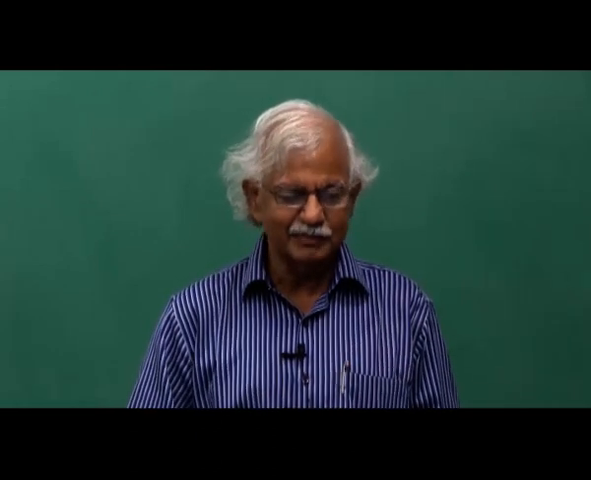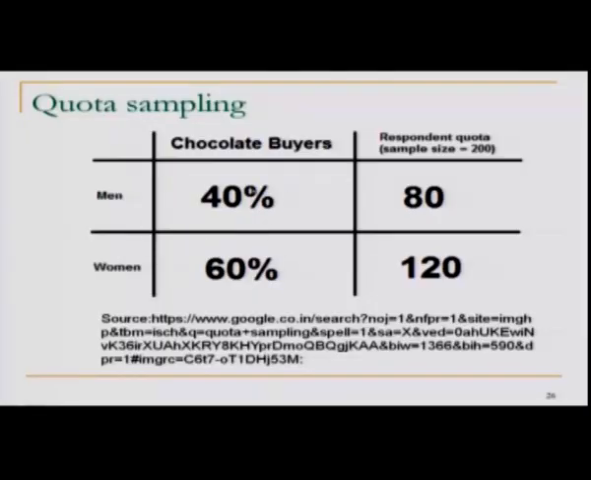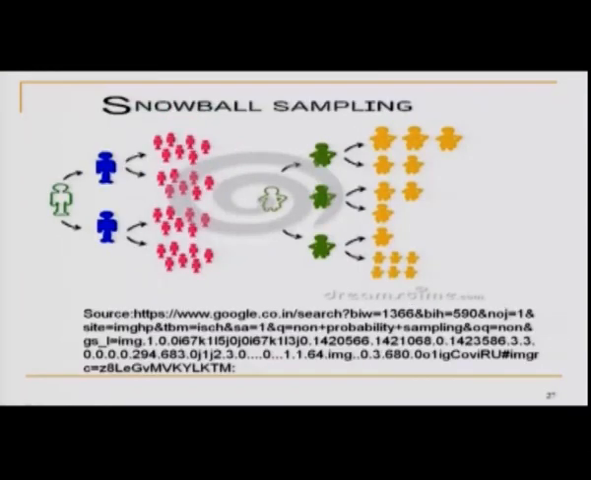Now, this is an example of quota sampling. Men, women, chocolate buyers, respondent quota: 40% should be men, 60% should be women. I fixed in advance that in the sample I will take 40% men and 60% women. So, if the total sample has to be of size 200, then 80 should be men and 120 should be women. This is an example of snowball sampling.